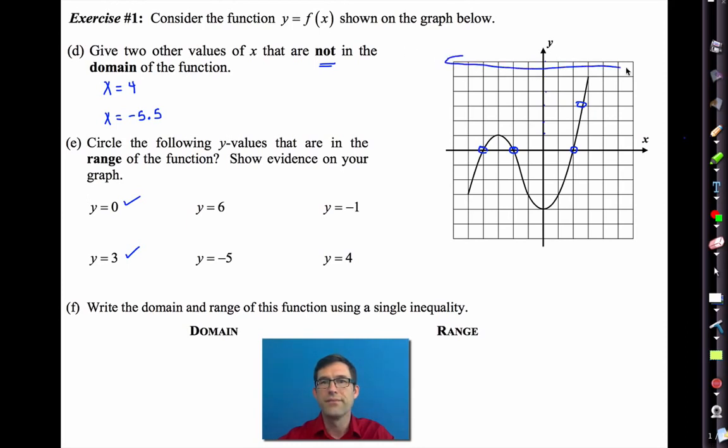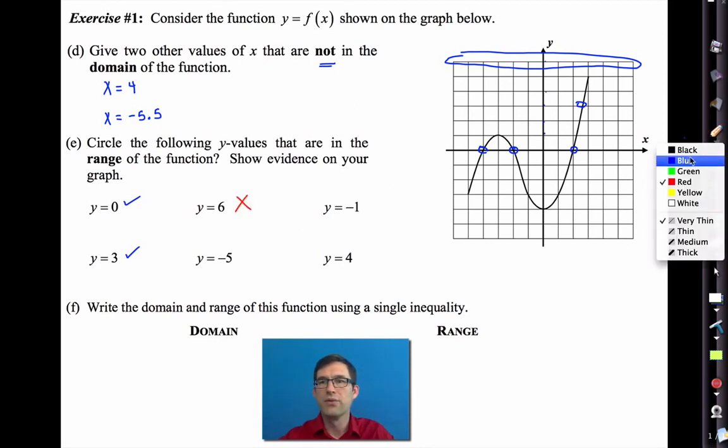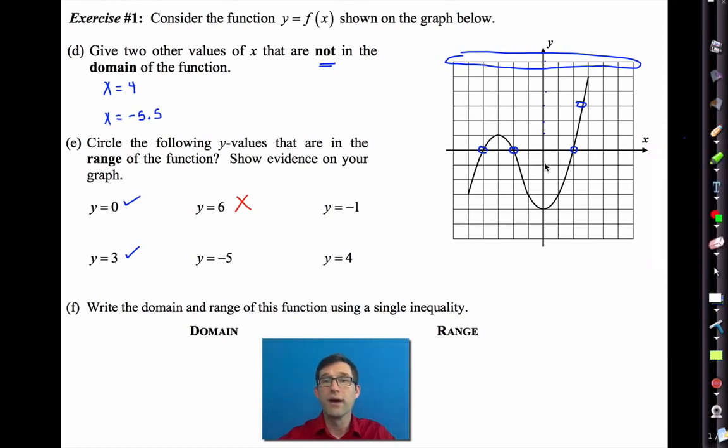All right, I'm gonna put an X there. No. Right? How about negative 5? Going back to blue. 1, 2, 3, 4, 5. Negative 5's all along here. No.